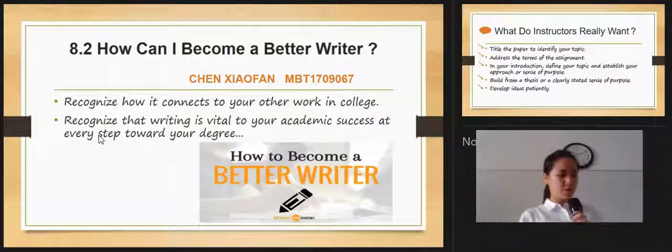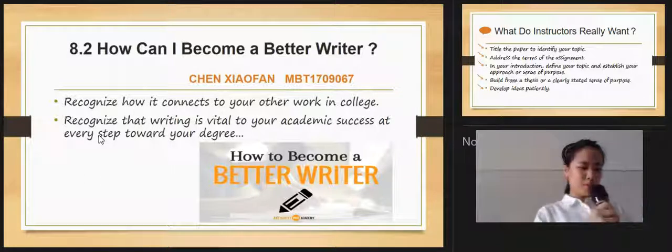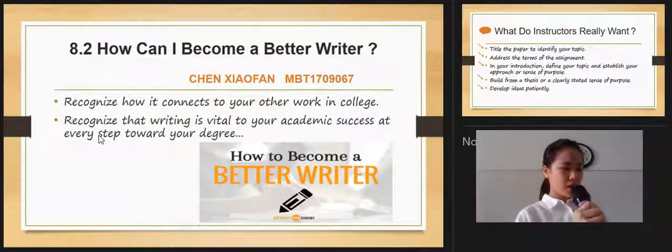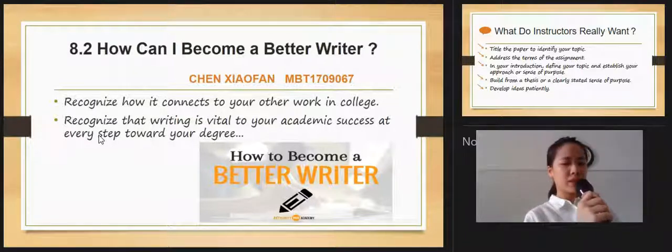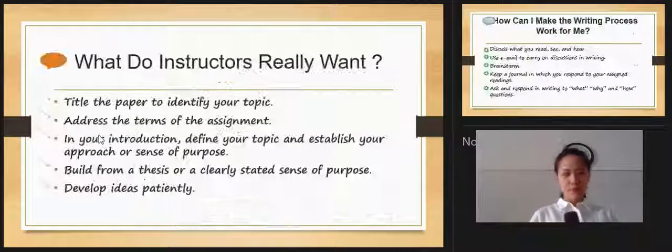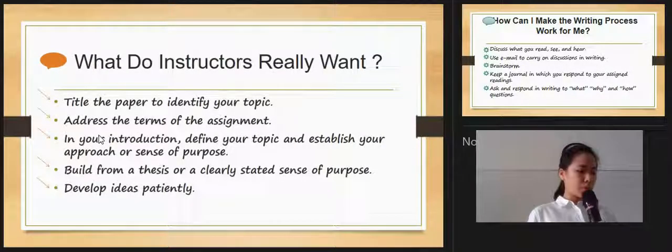Today I will introduce how I can become a better writer. To start with, as an undergraduate, you should recognize how it connects to your other work in college and recognize that writing is vital to your academic success at every step toward your degree and so on. Then you should know what instructors really want and how you can achieve it.